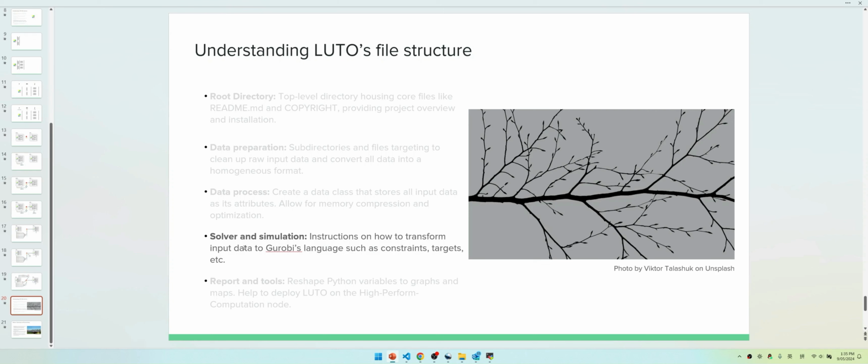This is it for the tutorial today. We had a walkthrough of the high-level and detailed implementation of the solver and the simulation of Luto. In the next tutorial, we will talk about the report and tools modules.